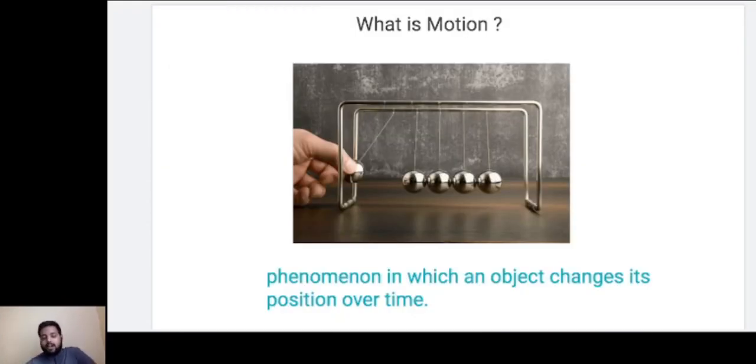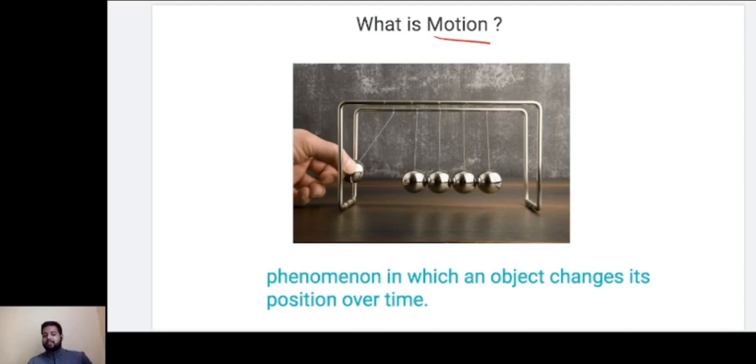Now if we start with this topic, the first doubt that would come to your mind is, what is motion here? I have heard of so many things. I have heard of motion. It's there in my topic. Now what is motion? This is something all of you would be very interested in.